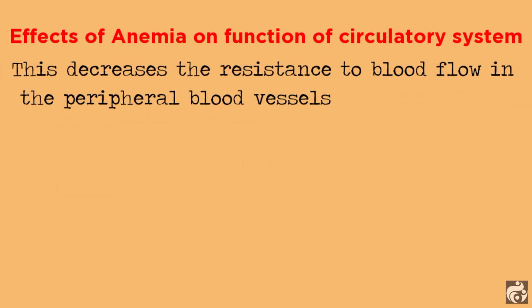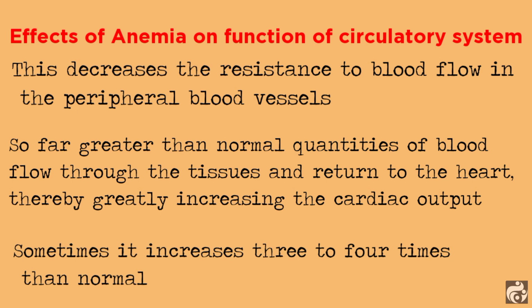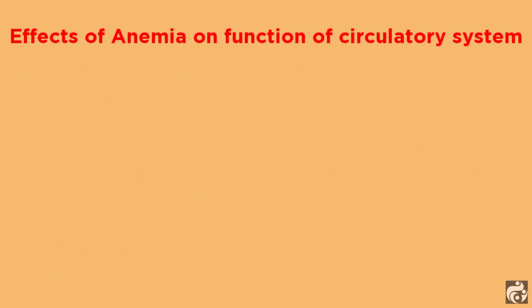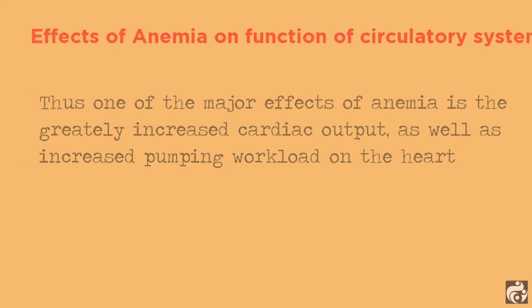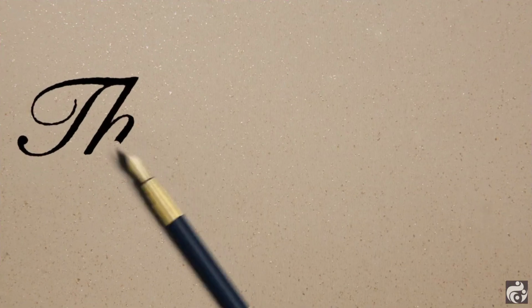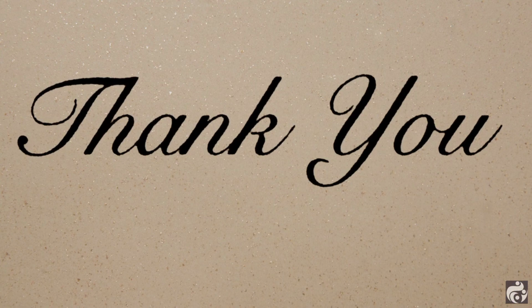This decreases the resistance to blood flow in the peripheral blood vessels, so far greater than normal quantities of blood flow through the tissues and return to the heart, thereby greatly increasing the cardiac output. Sometimes it increases 3 to 4 times the normal. Thus, one of the major effects of anemia is greatly increased cardiac output, as well as increased pumping workload on the heart. So this was all about anemia, its types and its effects on the functioning of the circulatory system.